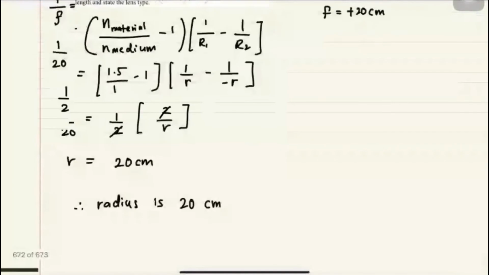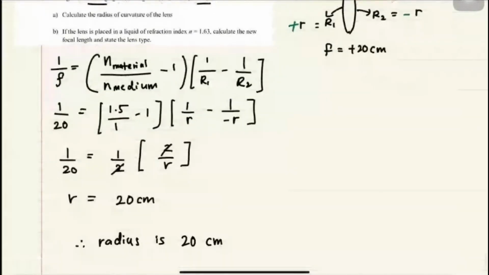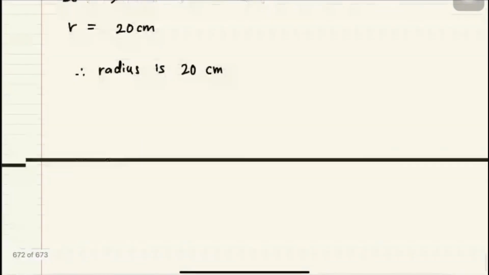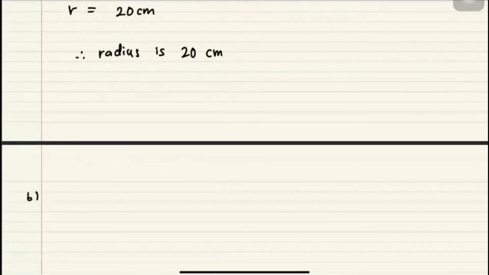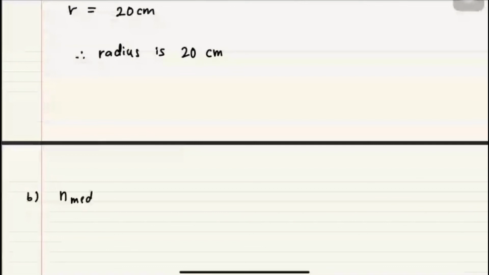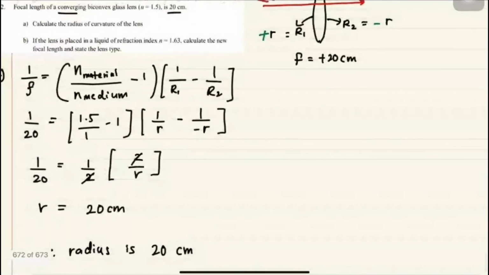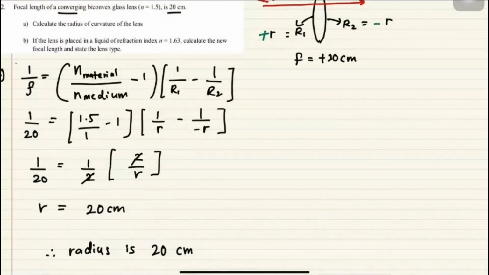Okay, and then the next question yang B tu kata, what if the lens is now placed inside the liquid n equals to 1.63? So maksudnya B kata n medium dia sama dengan 1.63. What will happen to the focal length? Calculate the new focal length. So I just copy this one.